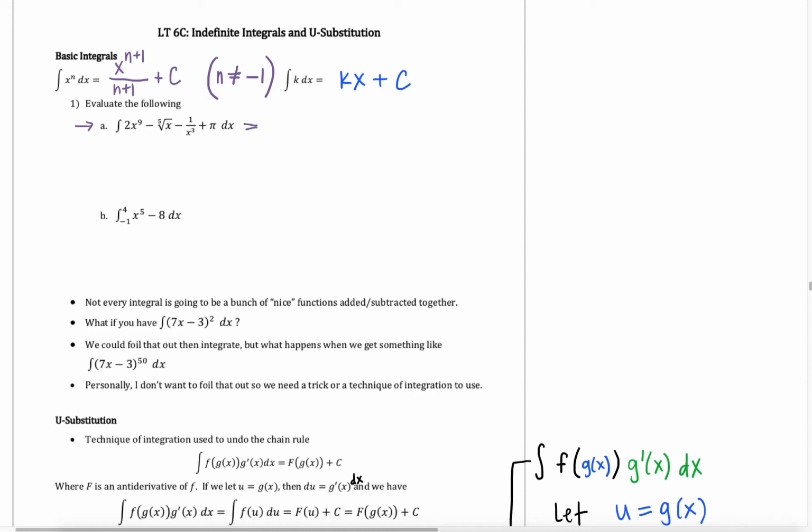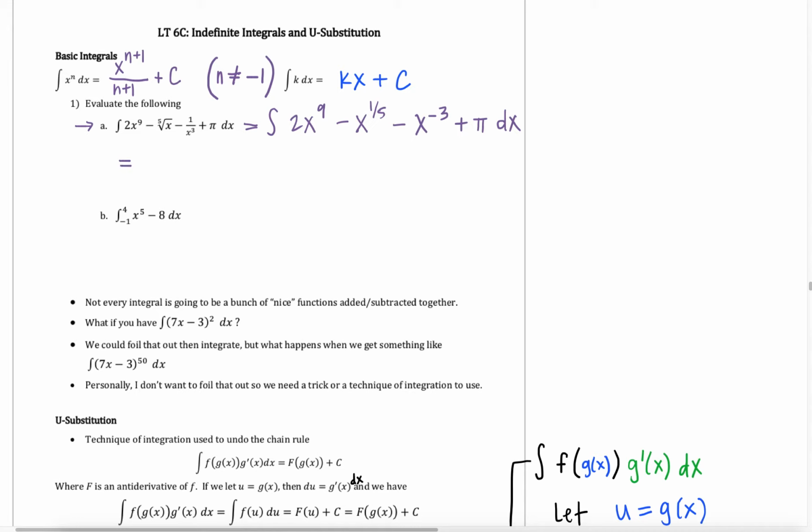I'm going to rewrite some of these so that I have them all as exponents. So I still have 2x to the 9th. For the 5th root of x, we can rewrite that as x to the 1/5 power, minus the 1 over x to the 3rd, we're going to rewrite as x to the -3, and then we still have that plus pi dx. So I haven't integrated anything, I have not found an antiderivative yet. All I've done is rewritten the integrand so that I can see what all of those exponents are.